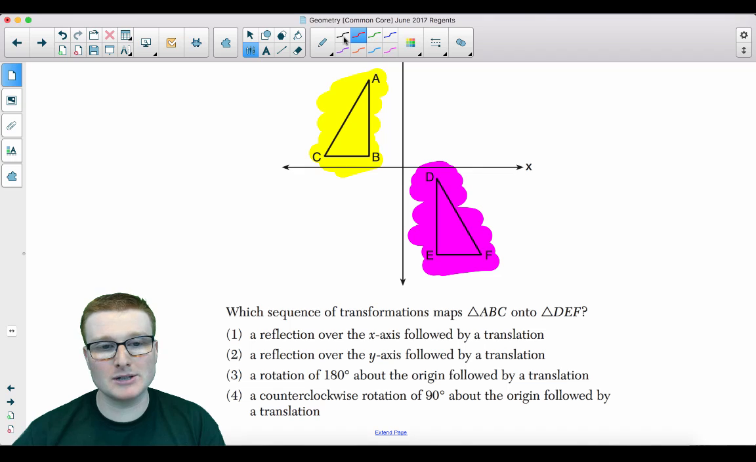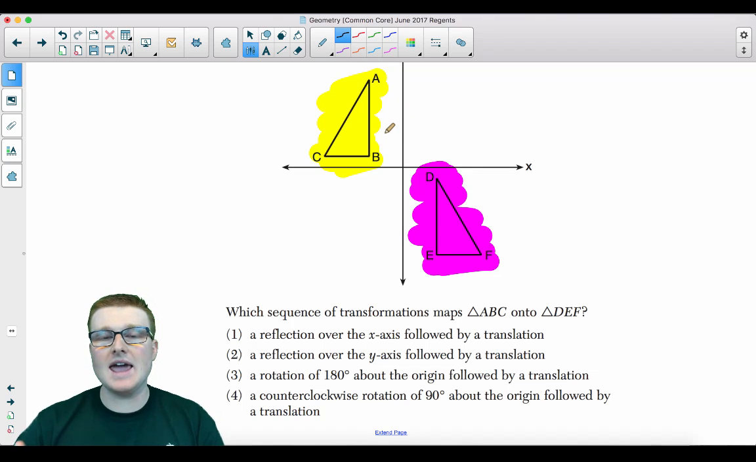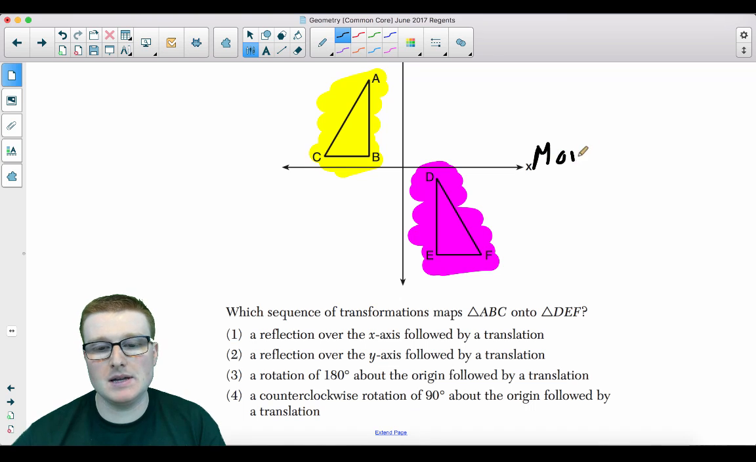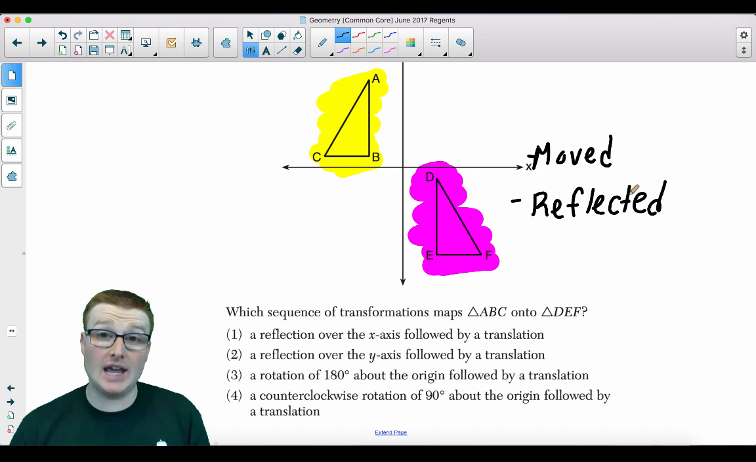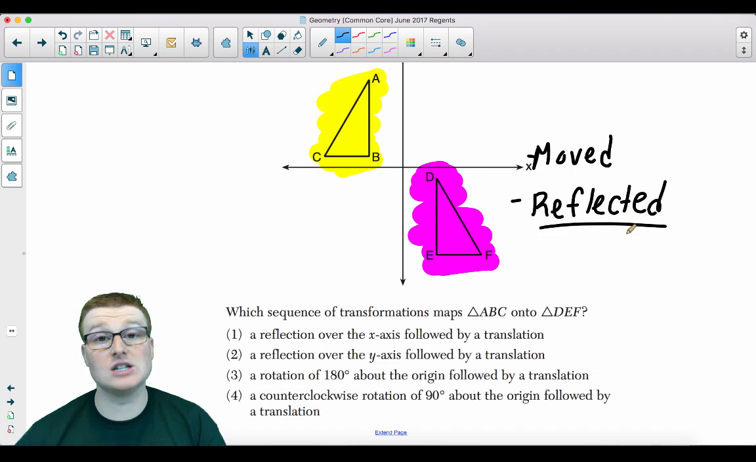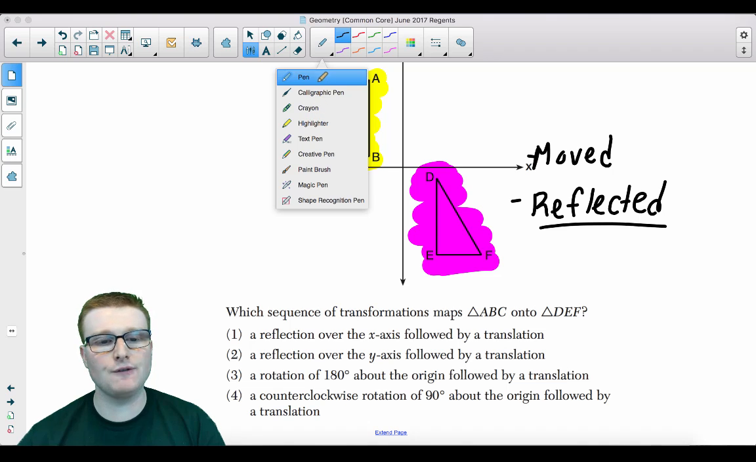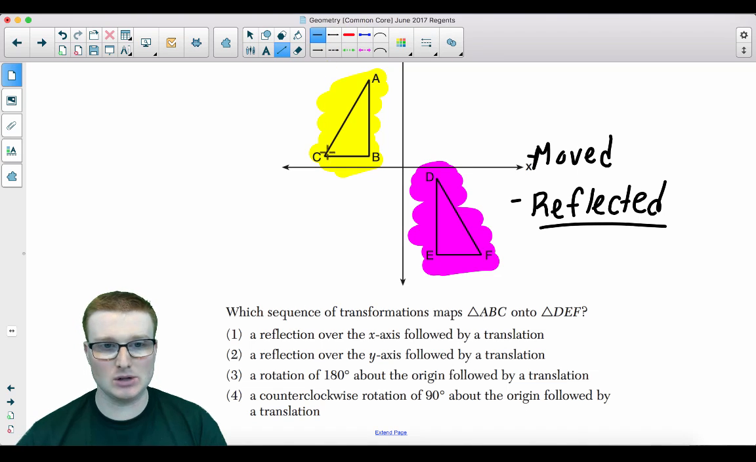Well, we have to remember, it's either a translation, because it is being moved, and then it's being reflected over something. It's got to be reflected, because again, the orientation is changed. So that reflection is what's going to do the trick. Let's take a look at choice 1. A reflection over the x-axis followed by a translation. Well, it says reflection and a translation. Let's see what it's talking about.